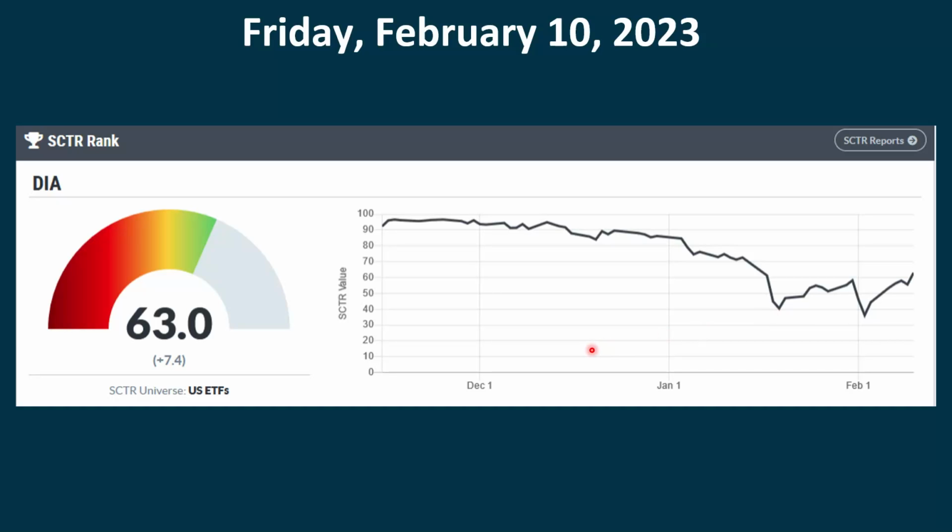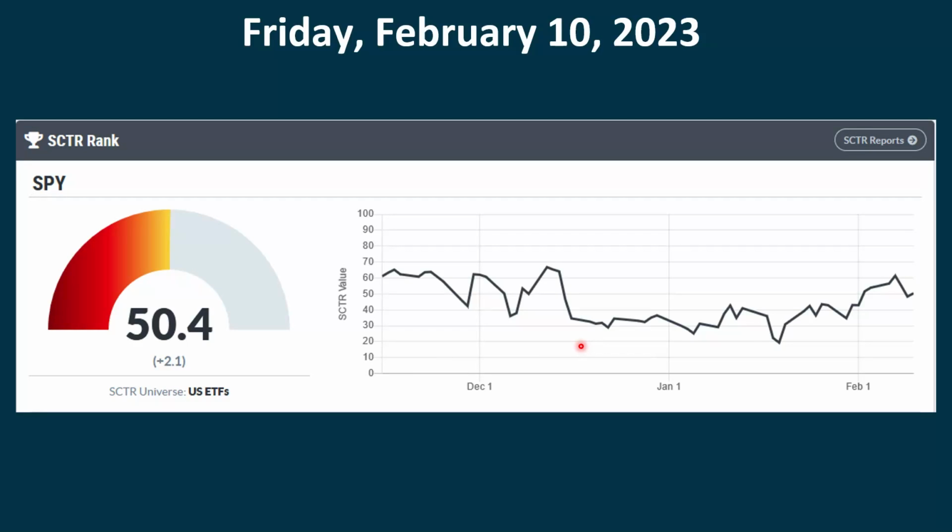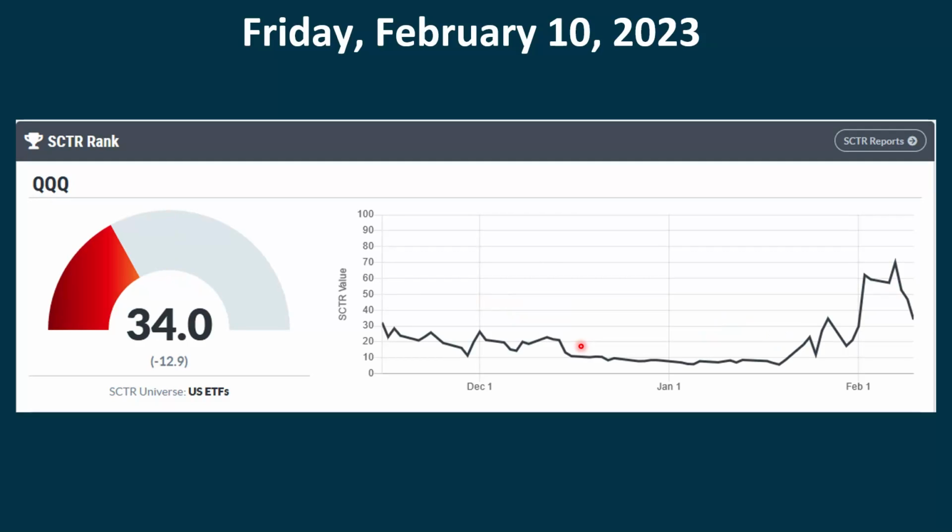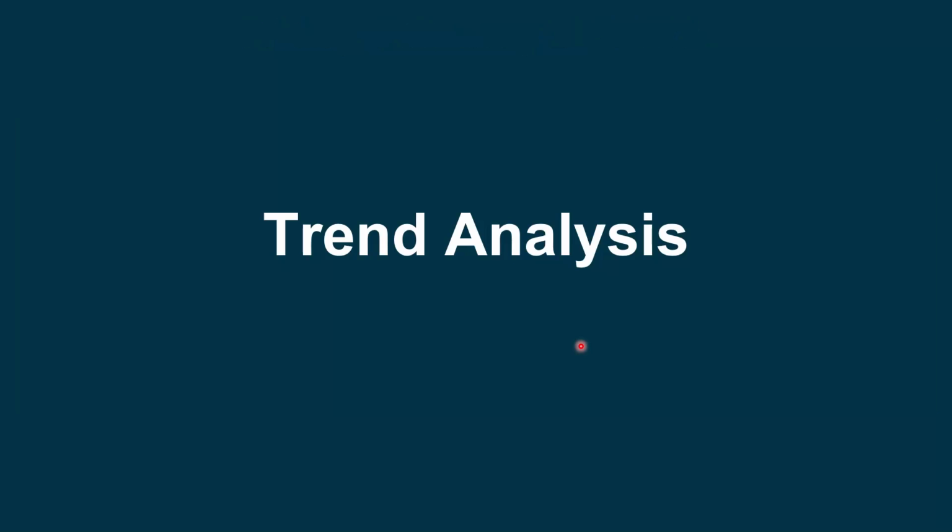For these scores to be positive and well worth noting, we need scores that are at 90 or above. The next place is the S&P 500, giving us a score of 50.4. And in last place are the Qs, which are attached to the NASDAQ 100, coming in at 34.